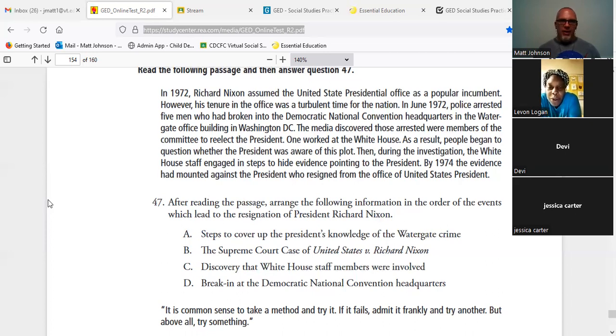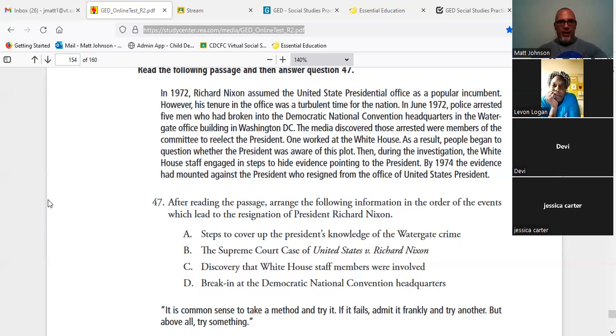The White House staff members were involved. Yeah, the way it's worded, the structure here, right? Because they're talking about the steps or the discovery that White House staff members were involved. But the reality was the cover-up happened first. This isn't worded really well for this type of answer. So A is the next step, steps to cover up for the president. Then C, the discovery that the White House staff were involved. So the cover-up happened first, then the discovery that there were people involved from the White House.